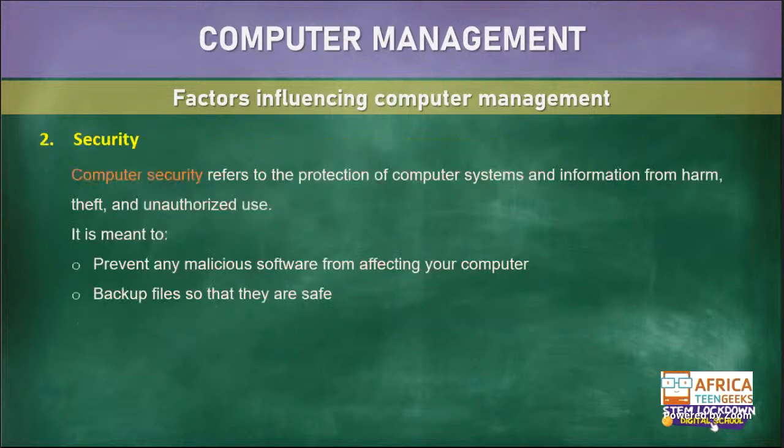The second factor that influences computer management is security. This refers to the protection of computer systems and information from harm, theft, and unauthorized use. It is also meant to, number one, prevent any malicious software from affecting your computer. Number two, backup files so that they are safe. So we are going to look at how malicious software can be prevented from affecting your computer.